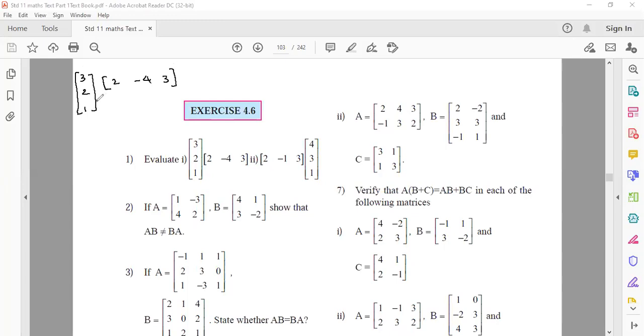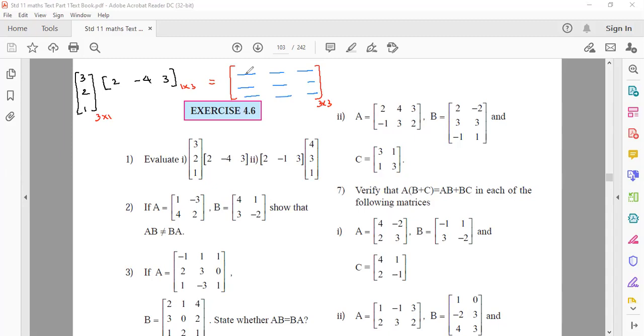First, you tell me what is the order of the first matrix? 3 by 1. Second, 1 by 3. So your answer will be 3 by 3. So first you calculate this. If it is 3 by 3, you will have 3 elements here, 3 here and 3 here. Now you fill it up.